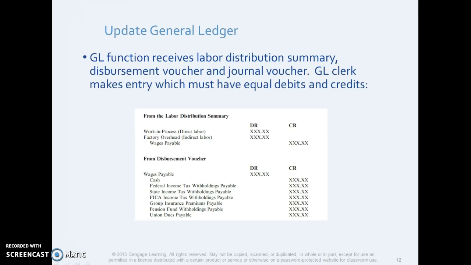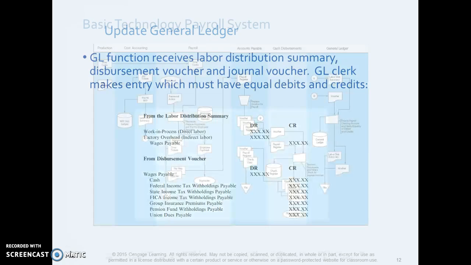So we're putting in the labor and the indirect labor, and we're putting it as work in process inventory or factory overhead. All of this eventually will go through cost of goods sold, and then we're putting what the wages payable are. And this is from the disbursement voucher, your wages payable, and then all the things that you had to pay out or still need to pay, like the federal income tax and state income tax, FICA, so that's the Social Security stuff, any premiums, pension funds, or union dues.